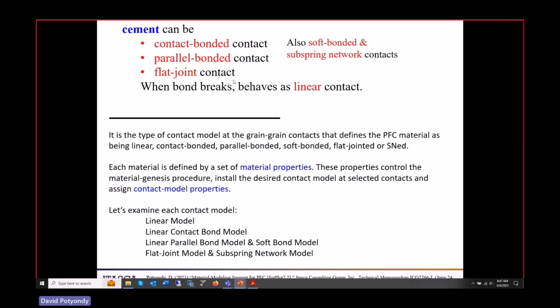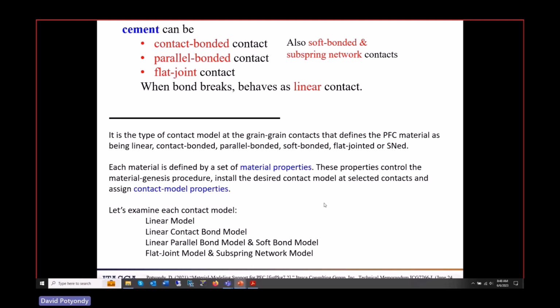Again, the cement. It's the cement at the grain contacts that is going to define what I'm going to call a PFC material. Here's a whole new concept, a PFC material. I'm going to call that material based on what its types of bonds are. So I'll talk about a contact bonded material, a parallel bonded material, a soft bonded material, a flat jointed material, or in this case, a spring networked material. These are all fundamentally different microstructures, so I'm going to designate them as different types of material.